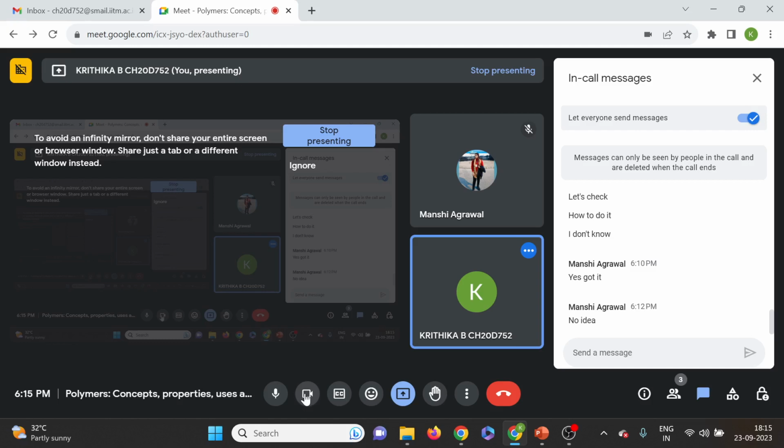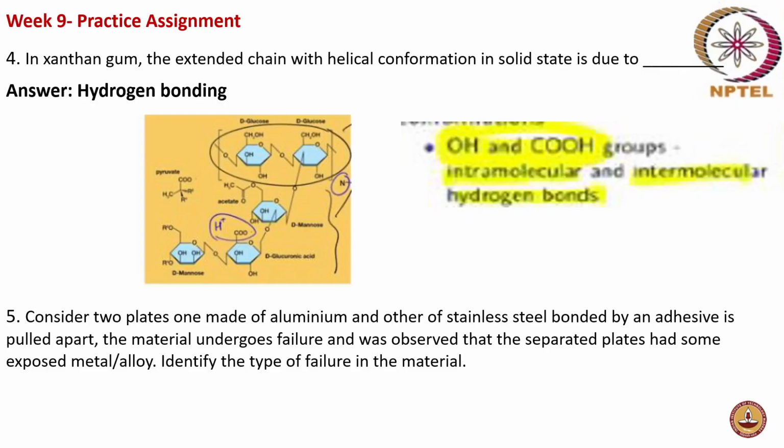Yeah. So one is steel and the other one is aluminum. So now you're going to pull. These two are bonded by an adhesive. Now what you're going to do is pull apart these two plates. When you pull apart these two plates, what has happened is that you have the separated plates. In the separated plates, you have a certain portion occupied by the adhesive and a certain portion of the exposed metal also.